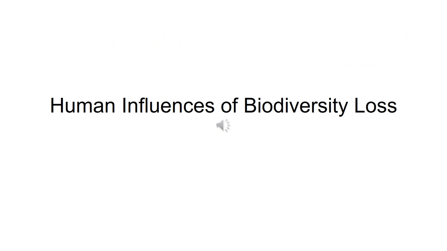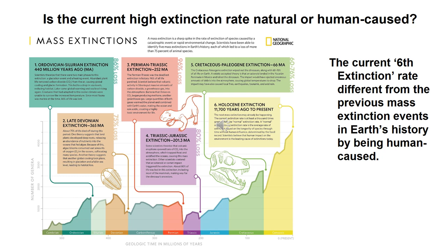Now we're going to look at the influences of humans on biodiversity and how humans are accelerating the loss of biodiversity. Not a fun topic, but I'm sure you've heard of it before. But sprinkled within here too is some hope of how we can protect biodiversity that we still have. There has been in past years some controversy over whether the current high extinction rate of species or loss of biodiversity is a natural thing or is it human caused.